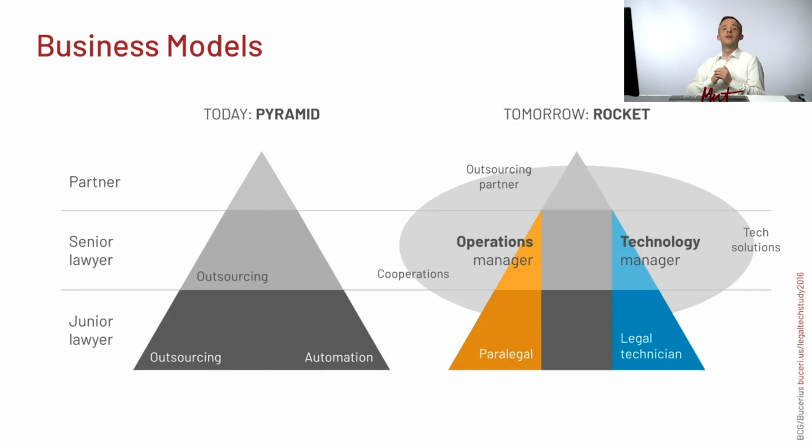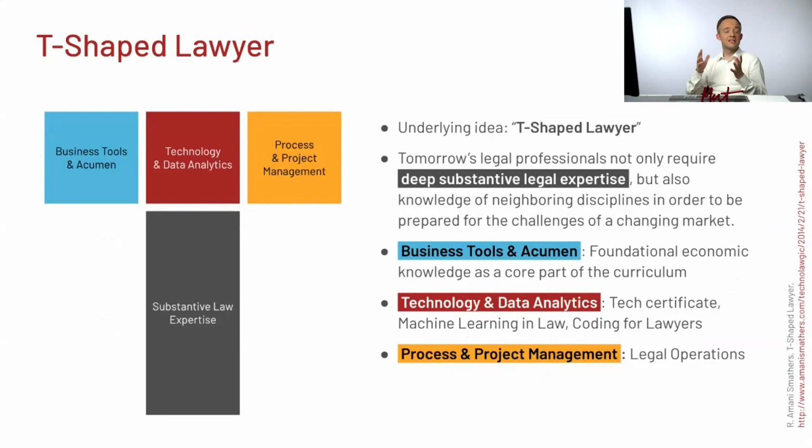Okay. Finally, let's talk about legal education. This is the model that we try to follow, the T-shaped lawyer. The T-shaped knowledge professional had been around for some time, but then a former student of Dan's had, I believe, 6 or 7 years ago, hi, Armani Smathers, applied this to the legal world. And it means that you have one area of deep expertise, substantial legal knowledge, and then you have a number of skills stacked on top.